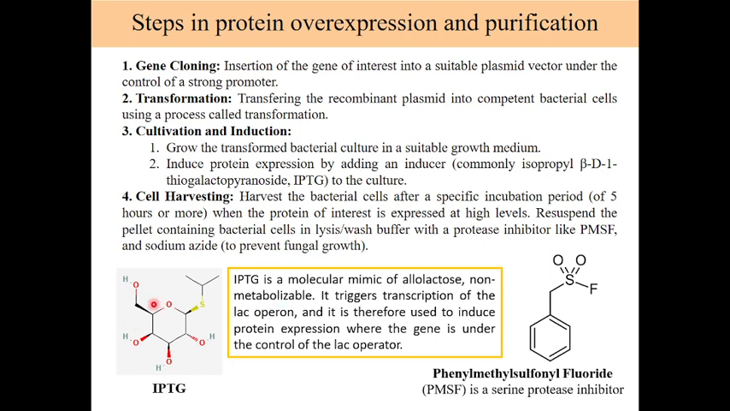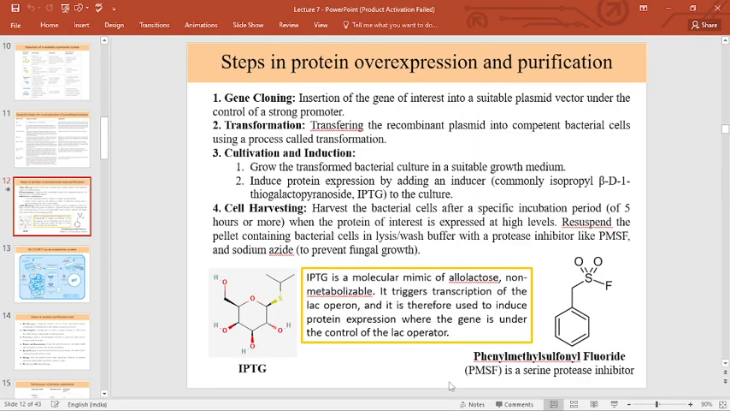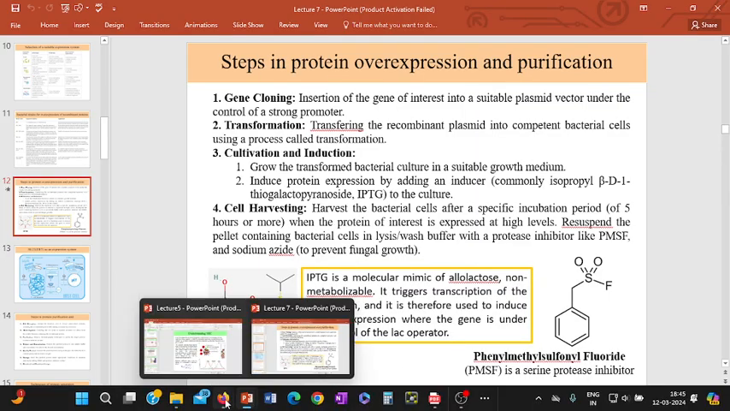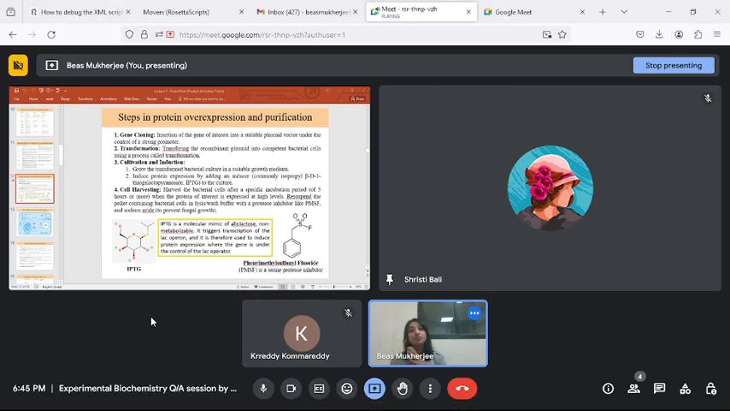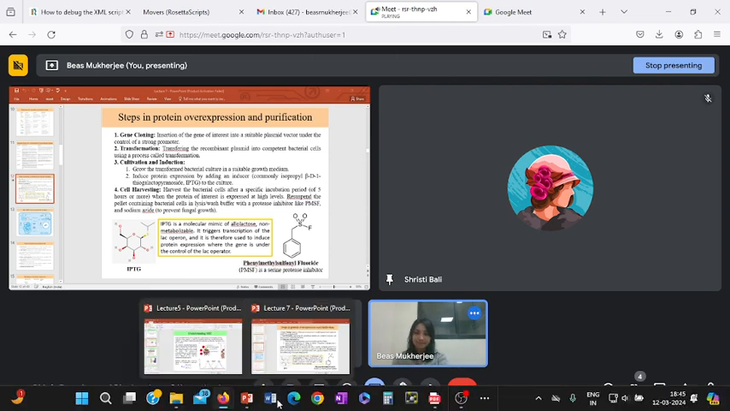Right, so this is the structure of IPTG. You can see that this is actually a structural homologue of allolactose. This extra group is added here, and IPTG is a molecular mimic of allolactose, non-metabolizable. It triggers transcription of the lac operon, and it is therefore used to induce protein expression where the gene is under the control of the lac operator. Got it? And then there is PMSF, which is a serine protease inhibitor. So what does PMSF do? PMSF stops the serine proteases from acting on the proteins of our interest. Okay.